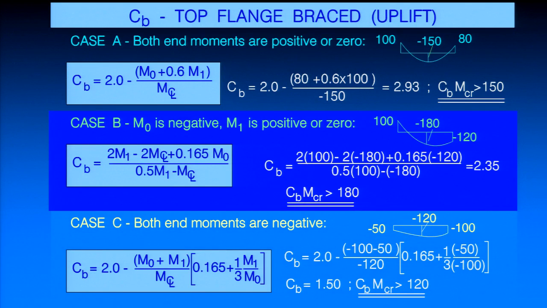Now these C sub B equations, as well as this factor right here, are actually in the commentary to the AISC specification now. As I said, in F2 they'll put a reference that you can base your C sub B off of a rational analysis. These are a rational analysis, so you can go back to the commentary if you want and actually use some of those.